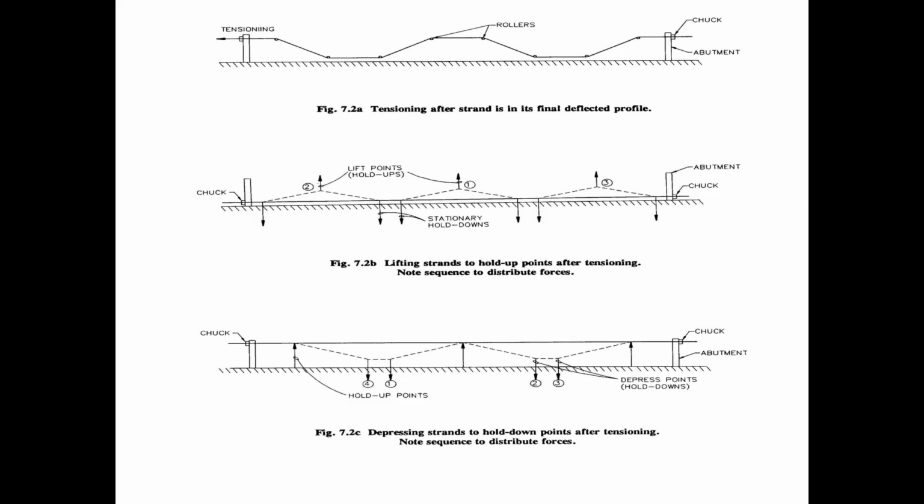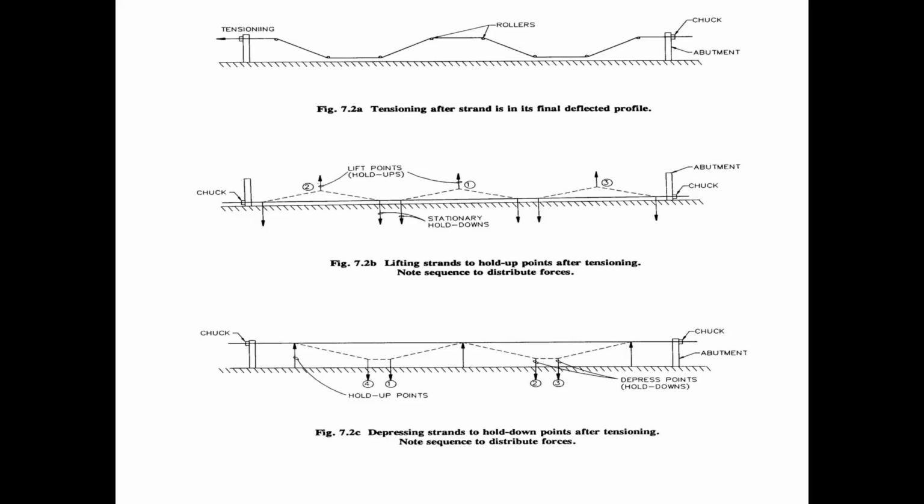So if we didn't have rollers or some other means of dissipating friction at those points, we would get a significant amount of friction such that we would be unable to tension the strand in the draped position and get the strand tensioned within tolerance requirements. But by using rollers, typically we can tension the strand within tolerance requirements, just depending on how long the bed is and how many hold up and hold down locations there are along the length of the bed.